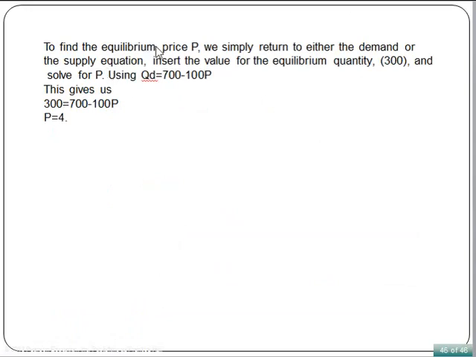To find the equilibrium price P, we simply return to either the demand or supply equation, insert the equilibrium quantity 300, and solve for the price. Using quantity demanded equals 700 minus 100 P, this gives us 300 equals 700 minus 100 times price, so price is 4.